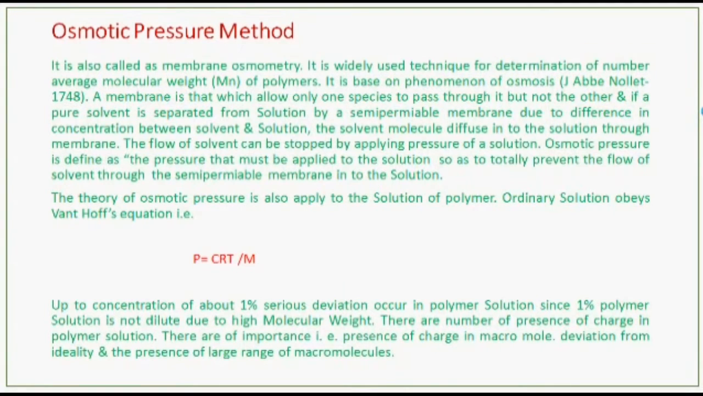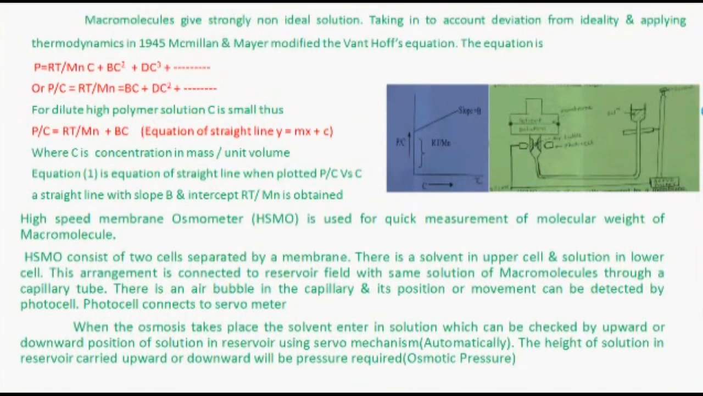The theory of osmotic pressure is also applied to solution of polymer. As you know, ordinary solution obeys Van 't Hoff's equation, that is P is equal to CRT upon M. Up to concentration of about 1%, serious deviation occurs in polymer solution. Since 1% polymer solution is not dilute due to high molecular weight, there is deviation from ideality due to presence of large range of macromolecules. Macromolecule gives strongly non-ideal solution. Taking into account deviation from ideality and applying thermodynamics, in 1945, McMillan and Mayer modified the Van 't Hoff equation.